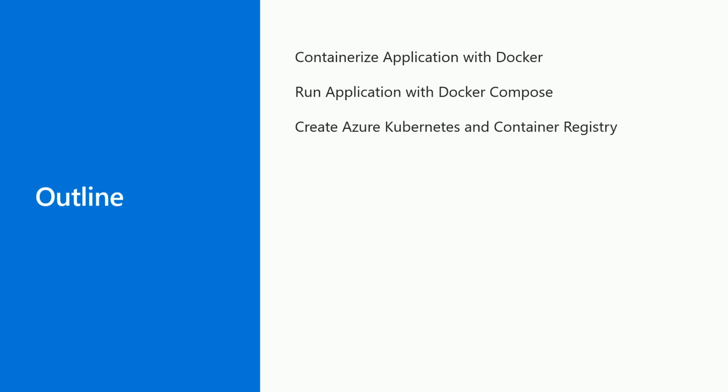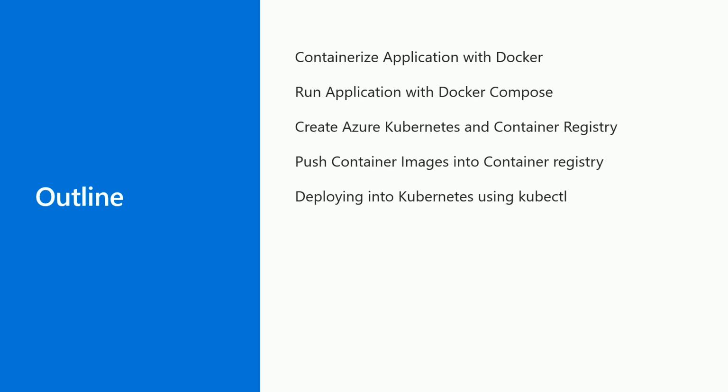Next, we'll create the necessary Azure services to host our application, things such as Azure Kubernetes and container registry. Then we'll push our local Docker images into Azure Container Registry before hosting the application on Kubernetes after deploying it using kubectl. Azure Managed Services Cosmos DB will be our choice to store our product's data.